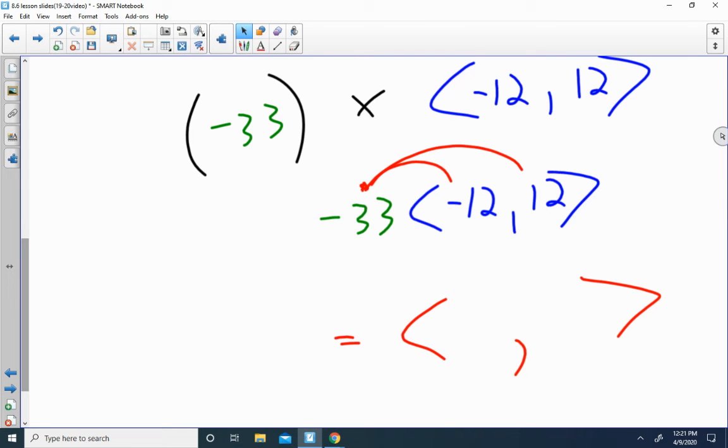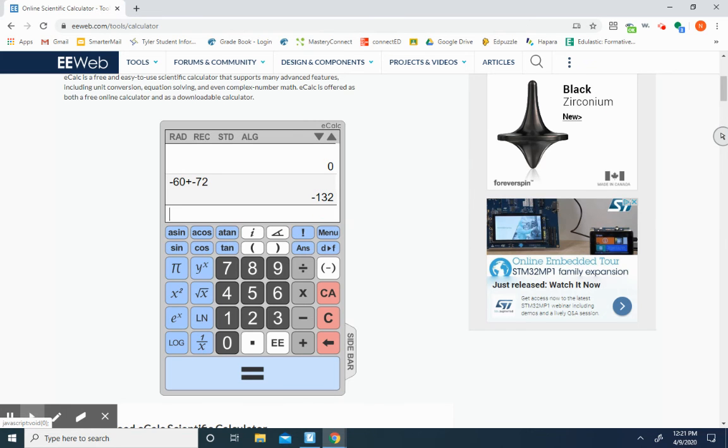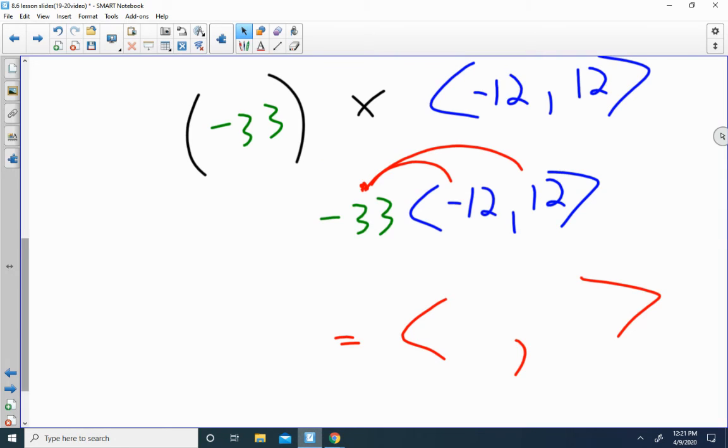Let's see what that's going to be in the calculator. Clear. Negative 33 times negative 12 gives you 396. So the first one will get 396. And then this one, when you multiply negative 33 times 12, you should get the same number, but just negative.